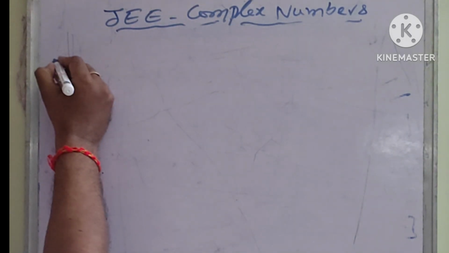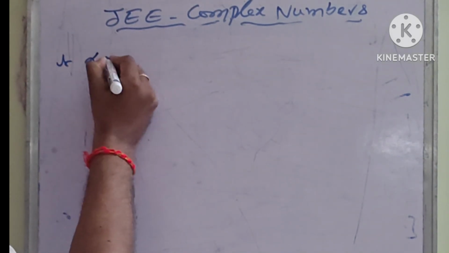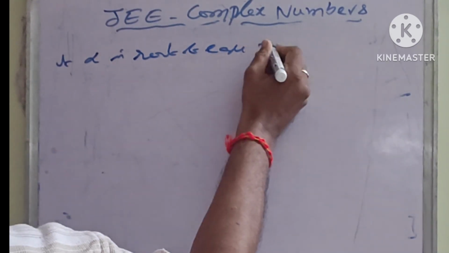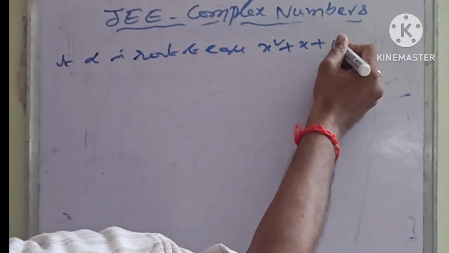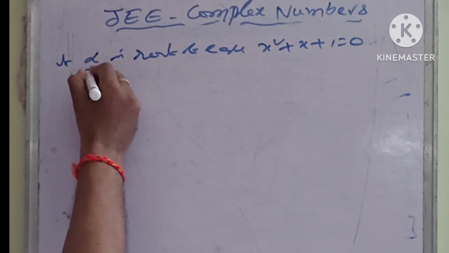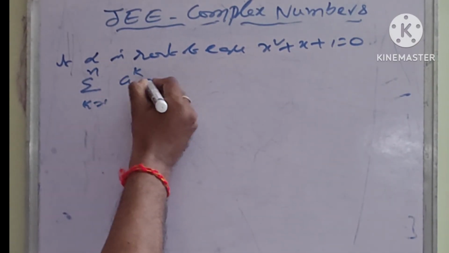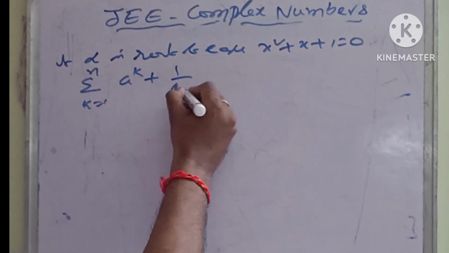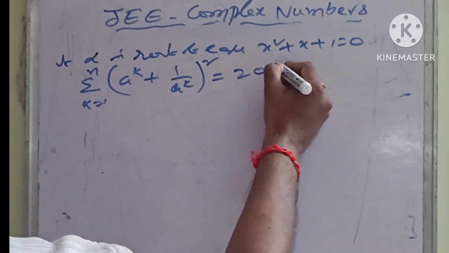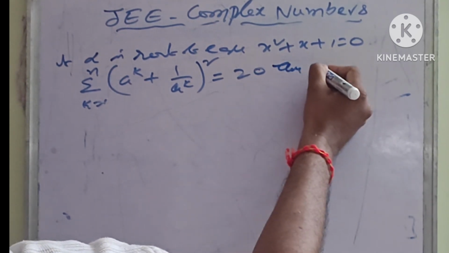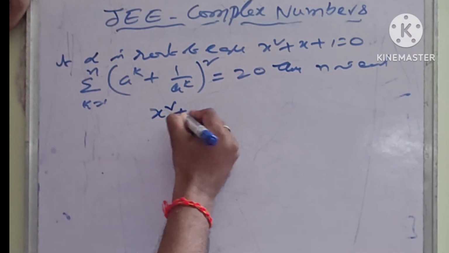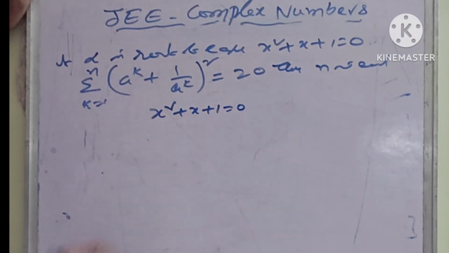One more model. So if alpha is a root of the equation x square plus x plus 1 is equal to 0 and summation of k is equal to 1 to n of a power k plus 1 by a power k whole square is equal to 20, then n is equal to? The equation is x square plus x plus 1 is equal to 0.